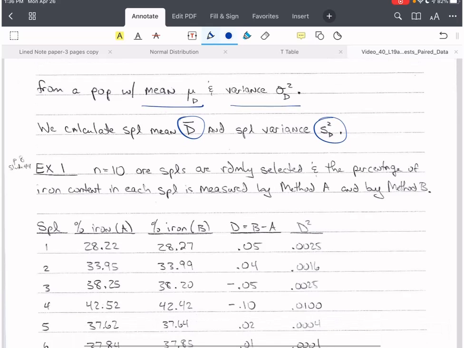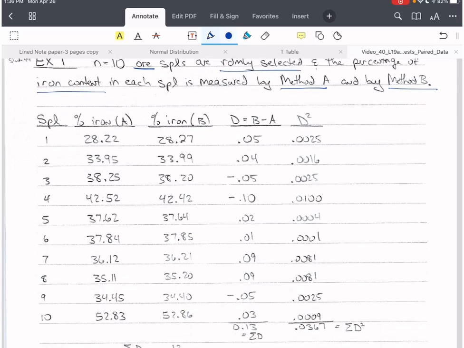We have n equals 10 ore samples. So these are metal ore that's mined, and they're randomly selected, and the percentage of iron content in each sample is measured by two different methods. So that's another way to pair it. And so here are the data. Okay? So we have the samples 1 through 10, so n is equal to 10. And we have the percentage of iron using method A, the percentage of iron using method B, and we're going to subtract B minus A. And so D is here.